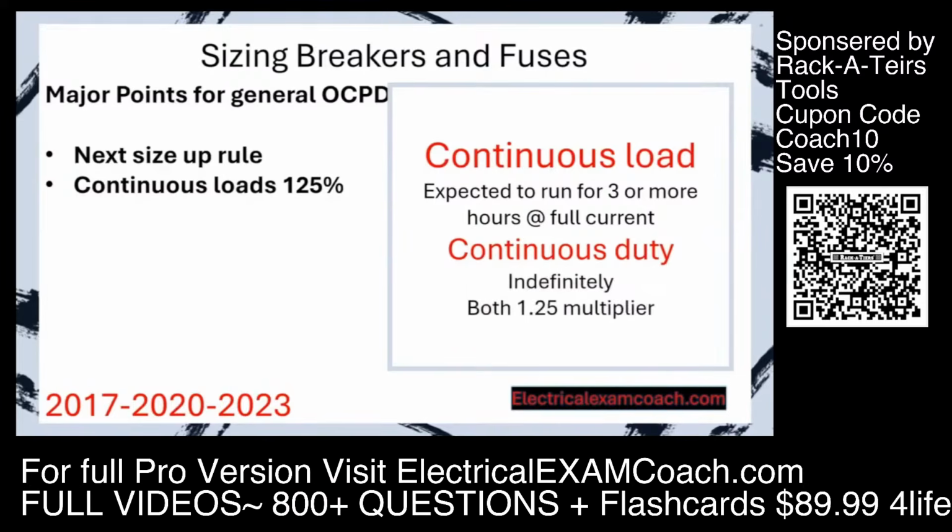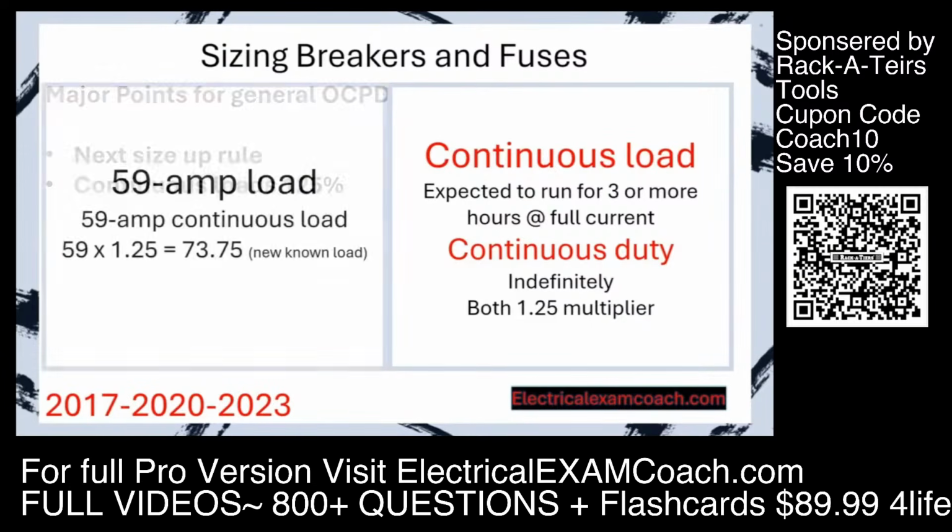You may also hear the word indefinitely. Just to try to throw you off, they might use the term indefinitely. Well, it falls under the same classification of needing a 125% multiplier. Remember, it's just another demand factor. Let's do an example. Let's take our 59 amp known load from before, and let's imagine that it was told to us that it's a 59 amp continuous load.